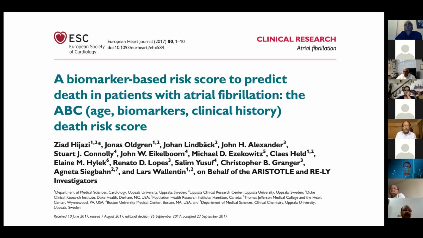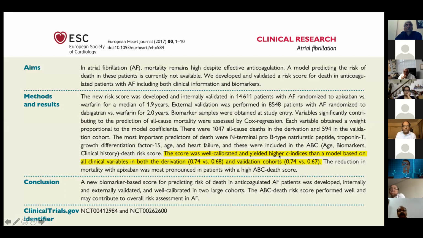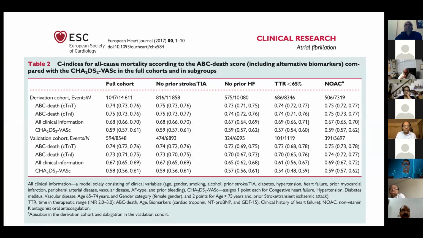Here's another example, where we have this ABC death risk score. This was another paper, published a couple of years back, where they tried to compare this new death mortality score in the trial populations of the ARISTOTLE study and the RE-LY study. And this is how they mention it: the score was calibrated and yielded higher C indices as compared to the model based on the clinical variables. They also compared it with the CHADS-VASc score. So that's how the C indices have been reported.